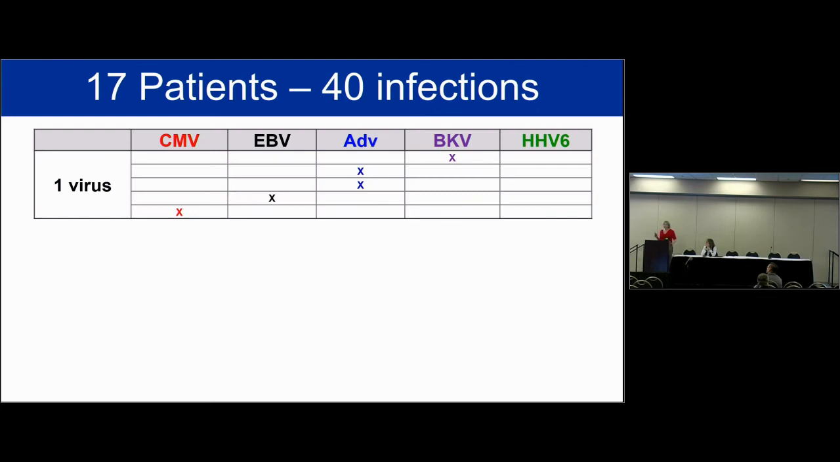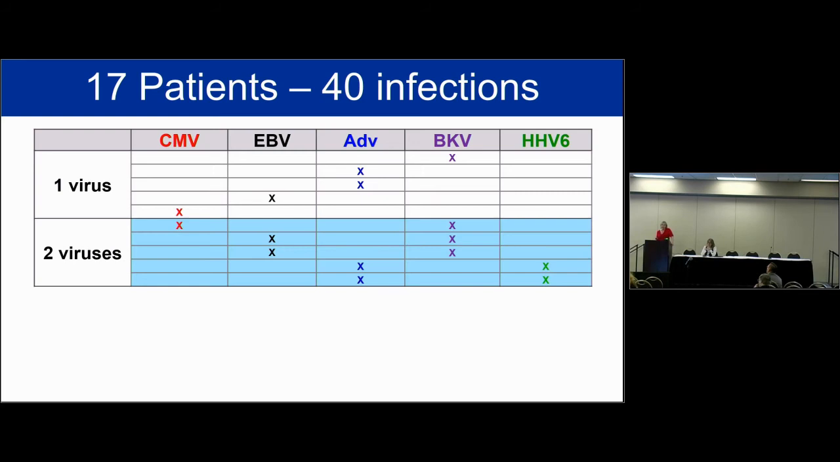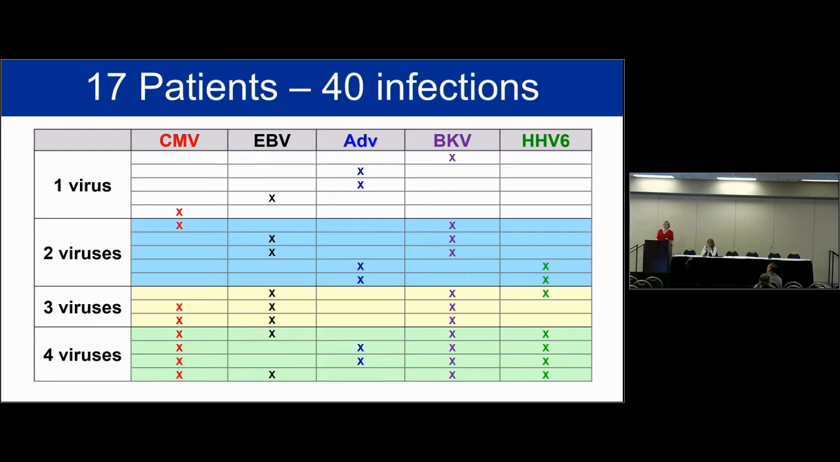In this group, we have a total of 17 patients, but as I showed you at the beginning, this is a very high-risk window for these patients, and many infections can occur. And I think this is really nicely showcased here, because of our 17 patients, only 5 had a single viral issue. All the rest had issues with 2, 3, or 4 viral infections, all happening at the same time in these patients.